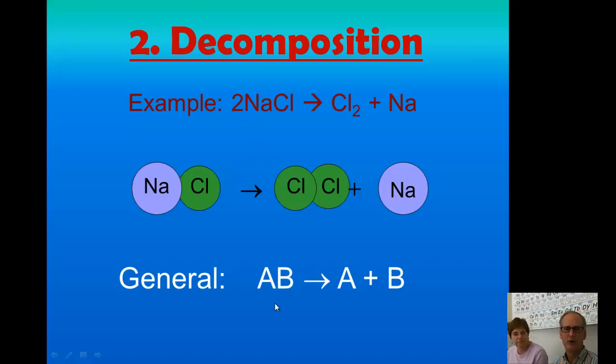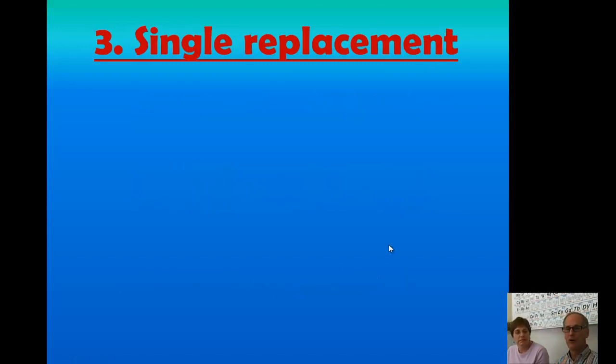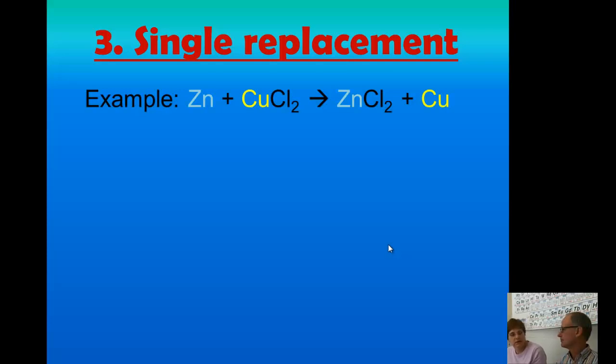So here's the general structure of a decomposition. Whenever you see one reactant, there's only one thing it can do: break apart. The third type is single replacement. This is a very important reaction for us because there are other things that go along with it.